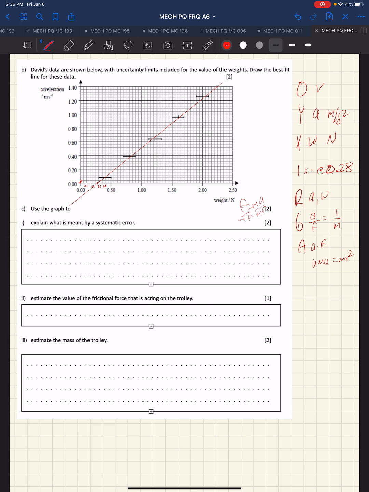Well, now we've done our due diligence. Explain what is meant by systematic error. Well, systematic error, the definition of it, which we need to know, is an error that affects all values, measurements, data, the same amount and in the same direction.